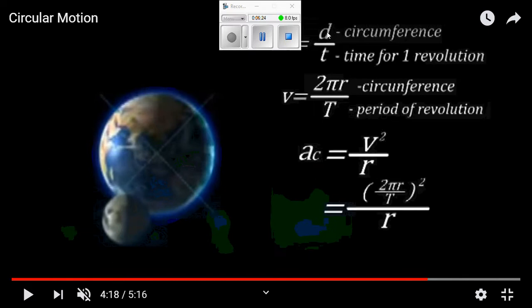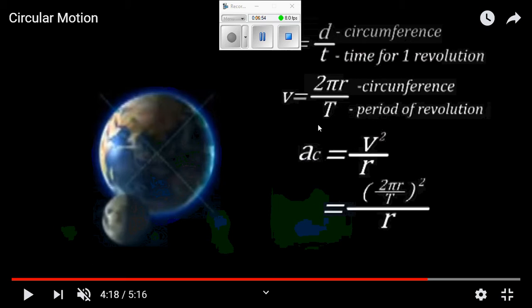Velocity equals distance over time. But when we're talking about circular motion, the distance is basically the circumference of the circle. So we replace distance with 2 pi r, which is the circumference. And we also know that centripetal acceleration equals the velocity squared divided by the radius. Therefore, I can plug that into this formula and get a new formula: the centripetal acceleration equals 4 pi squared r over T squared.